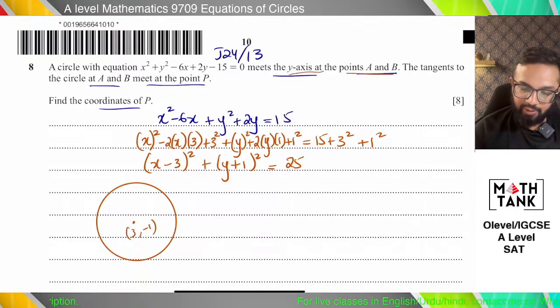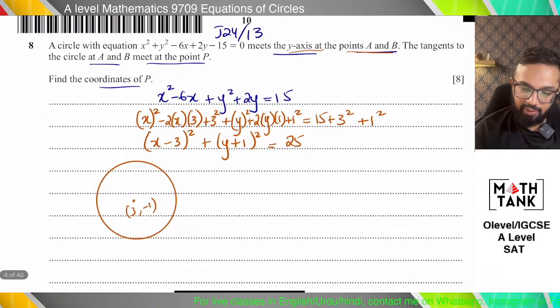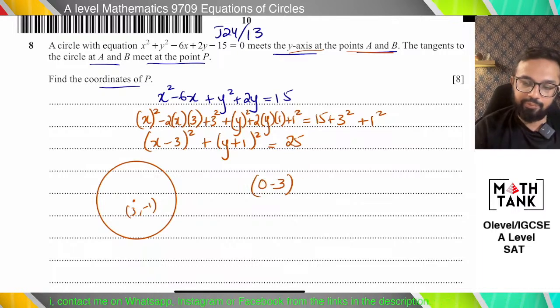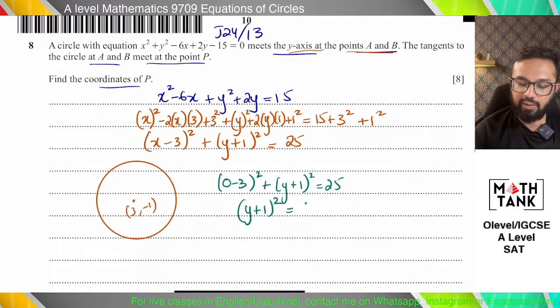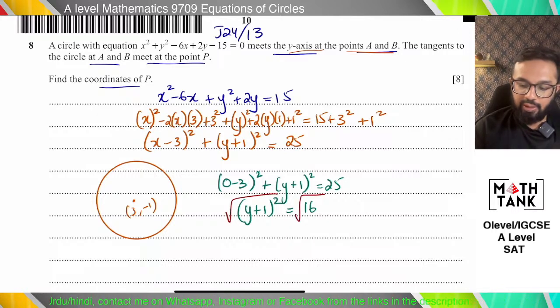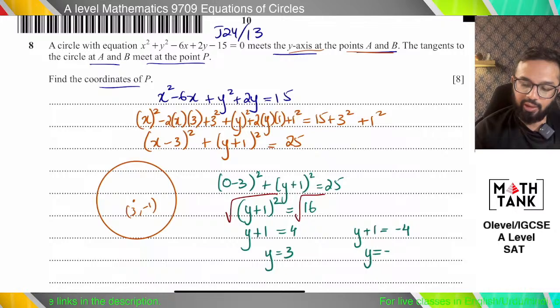Meets the y-axis at the points A and B. So if it meets the y-axis at the points A and B, I can just simply go on and plug in x as 0. Now the easy way of doing this would be to just take 9 on the other side and say that 25 − 9 gives me 16. I put a root on both and say that y + 1 = 4 and y + 1 = −4, y = 3 and y = −5.